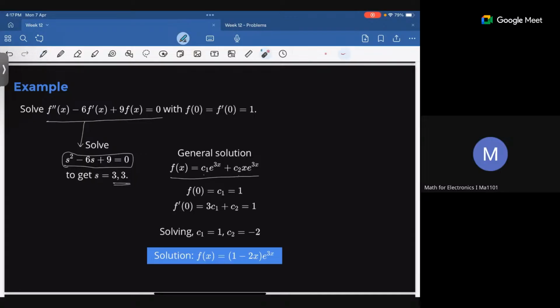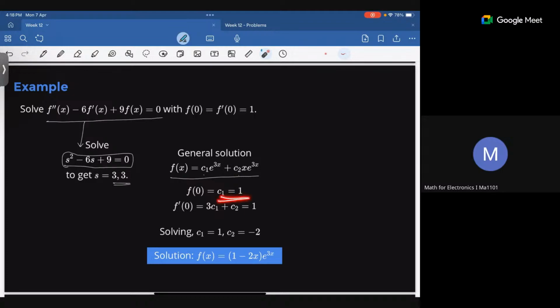How will I find C1 and C2? I will use these conditions: f of 0 is equal to f prime of 0 is equal to 1. If I substitute x equals 0 in this equation, I'll have f of 0 on the left side, and the x term will go to 0, so you'll have C1. So f of 0 is equal to C1, which is equal to 1.